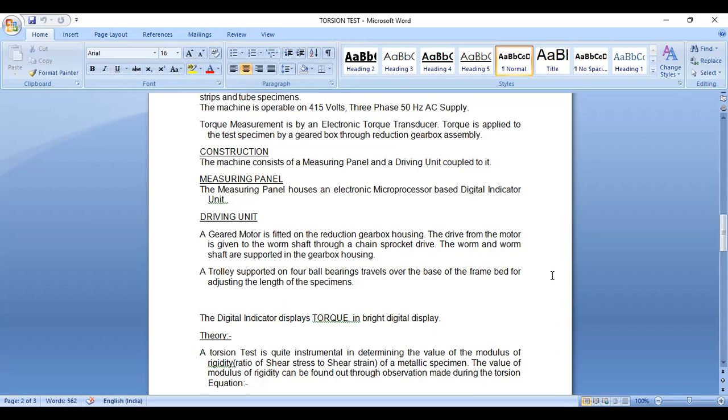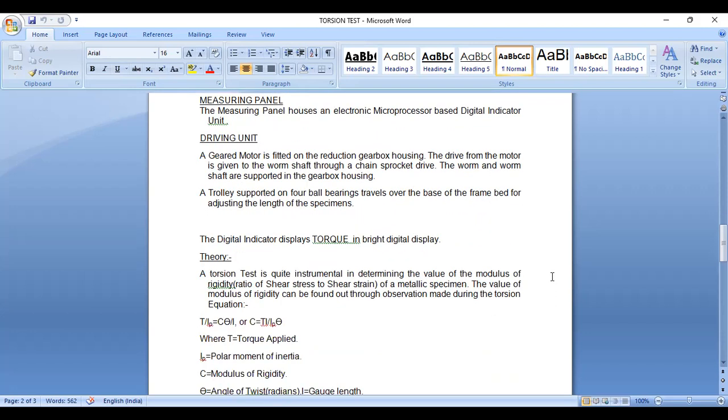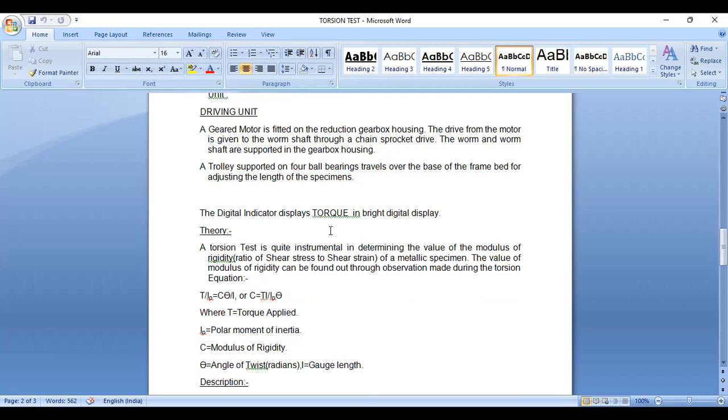A trolley mounted on four ball bearings travels over the base of the frame bed for adjusting the length of the specimen. Then we have the digital display indicator, which shows the readings in a bright digital display.